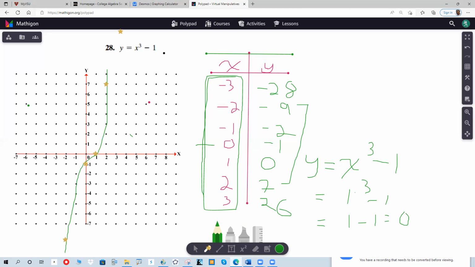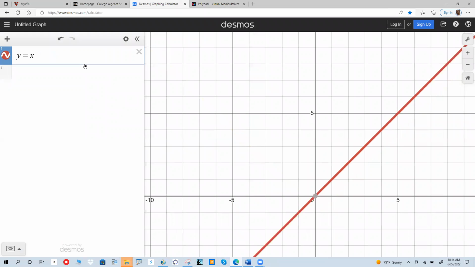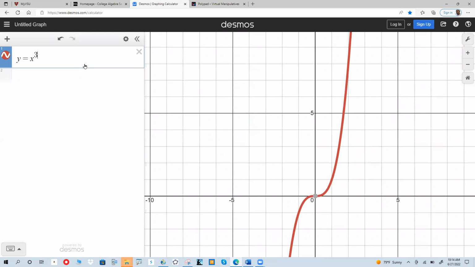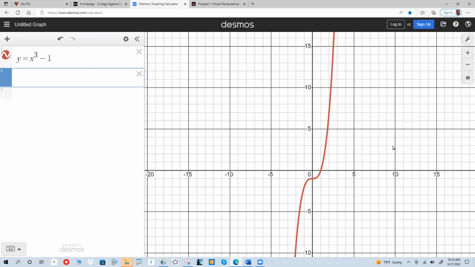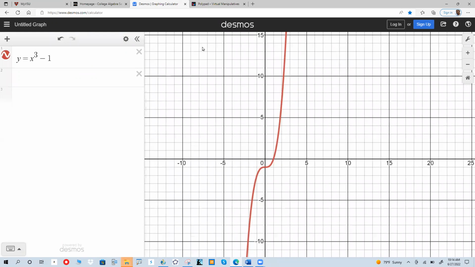x cubed minus 1. Okay. Again, come here. I'm going to erase the stars. Just type in x caret 3 minus 1. We got pretty close to this. Not bad. I know my graph doesn't look very pretty, but it has basically the same structure. Okay, so here it is.